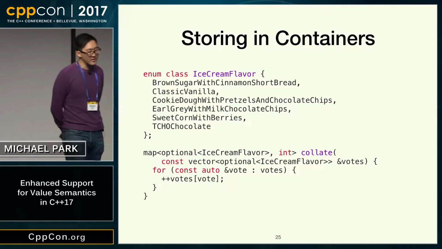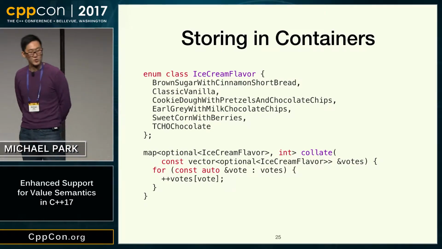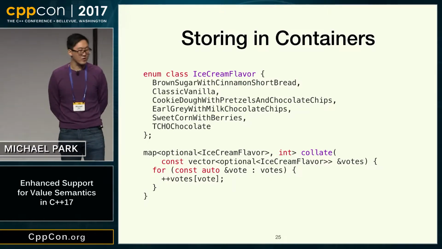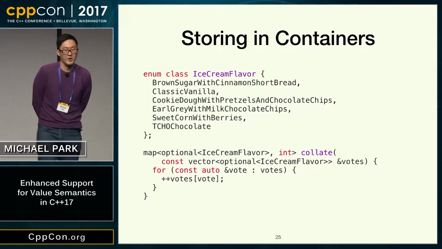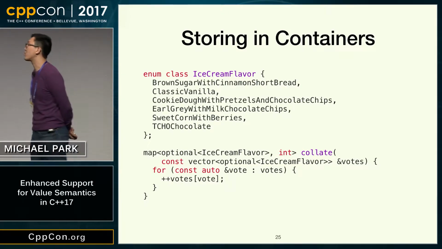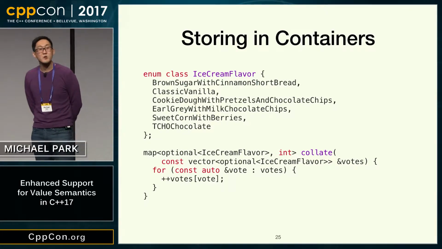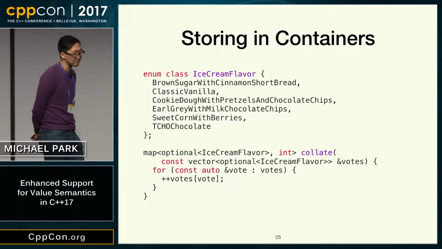And we want to take the votes, let's say that were stored in a vector of optional ice cream flavor, and we want to collate that into a map. We can just iterate through the votes and insert it into a map and increment. This works because you can compare optionals to each other, and map will just use that operator and it'll be fine.